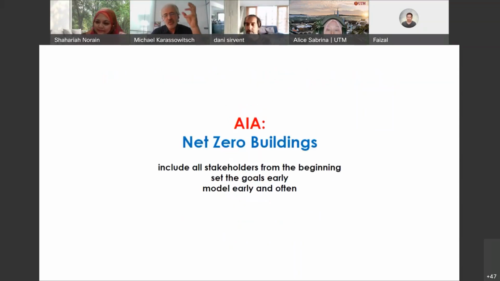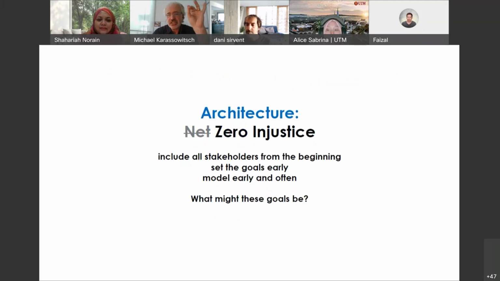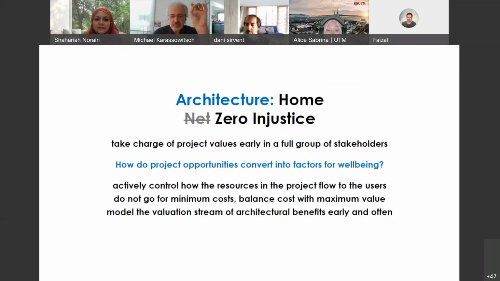So when I go back to this AI net zero buildings: include all stakeholders from the beginning, set the goals early, model early and often for sun, heat, and so on, right? We model early on. We have the software. It's free. Berkeley, by the way, has a nice software that comes out. So if we say architecture zero injustice, what might these goals be? How do we approach these goals?